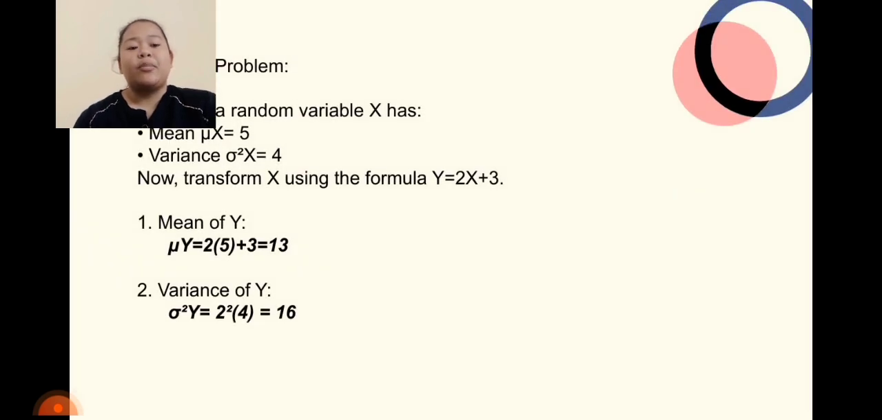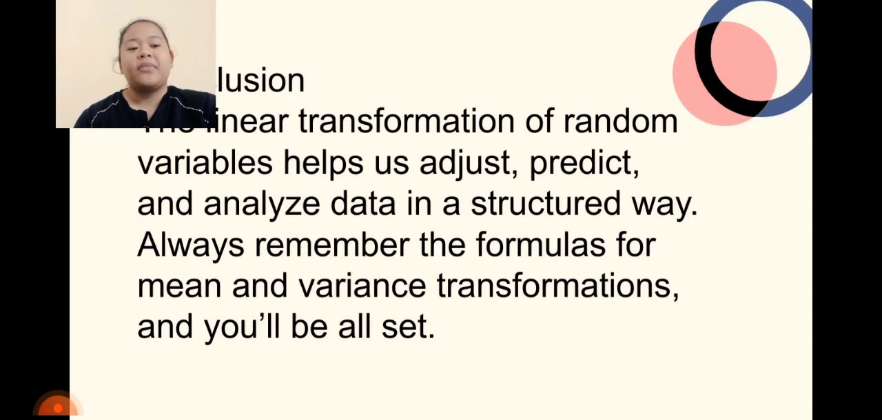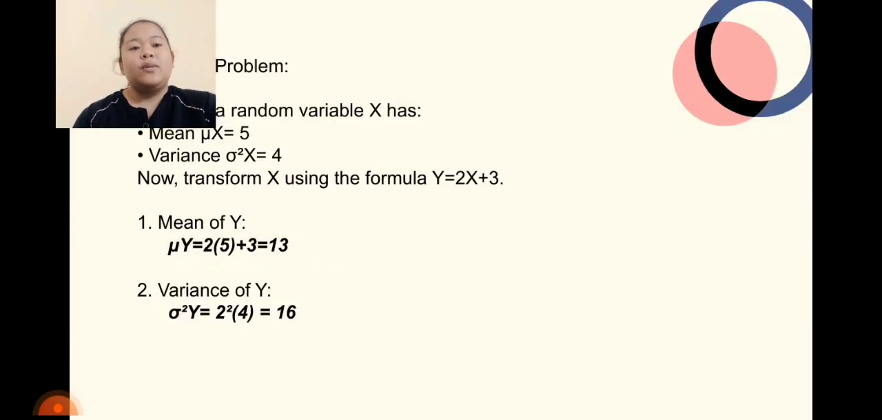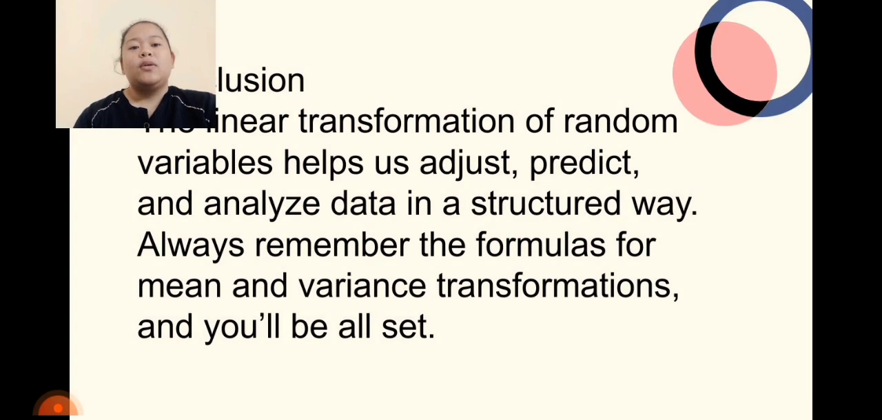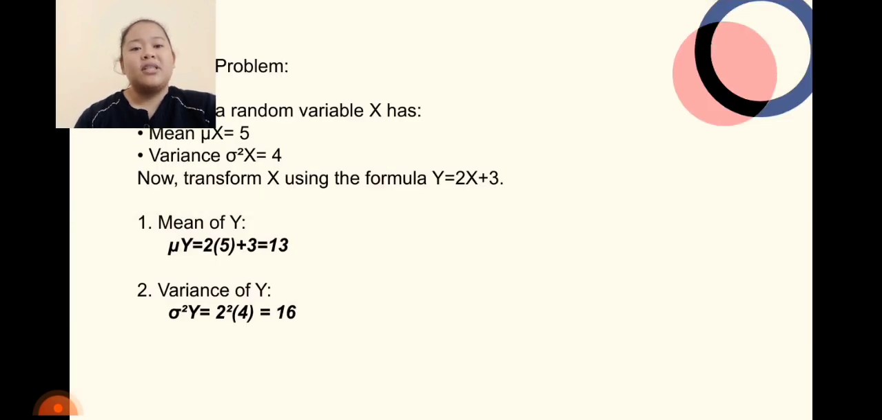So this is the example problem. Let's say a random variable X has mean mu x equal to 5. The variance is sigma squared x equal to 4. Now, transform X using the formula Y is equal to 2X plus 3. So, the mean of Y, mu y, is equal to 2 times 5 plus 3, which is equal to 13. While the variance of Y, sigma squared y, is equal to 2 squared times 4, which is equal to 16.